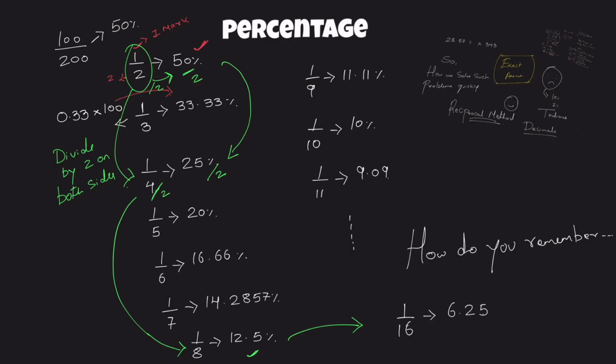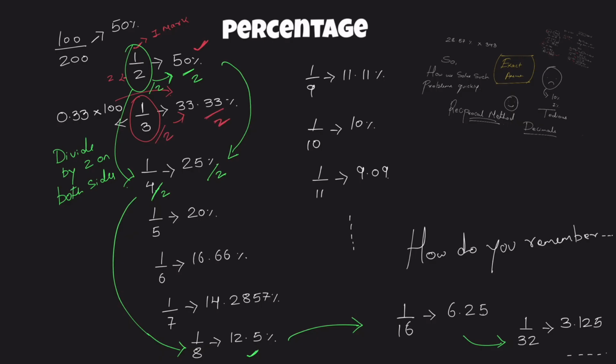So I know 1 by 2, 1 by 4 and 1 by 8. Similarly, I'll know 1 by 16, dividing both sides by 2. 1 by 16 is 6.25. Again divide both sides by 2. 1 by 32 will be half of 6.25, which is 3.125, and that's how I remember all of them.